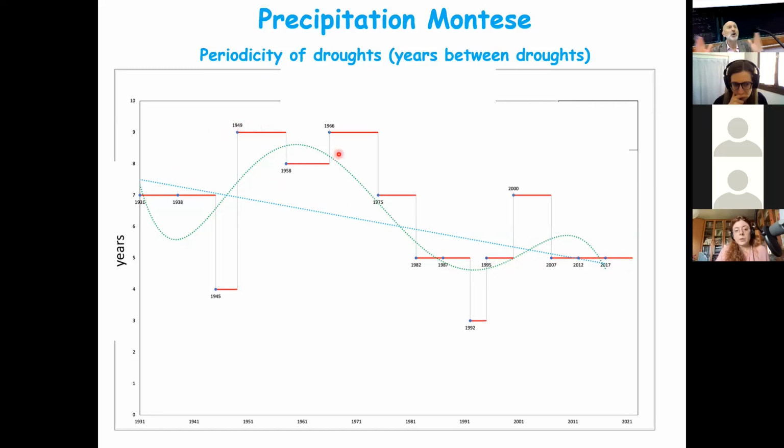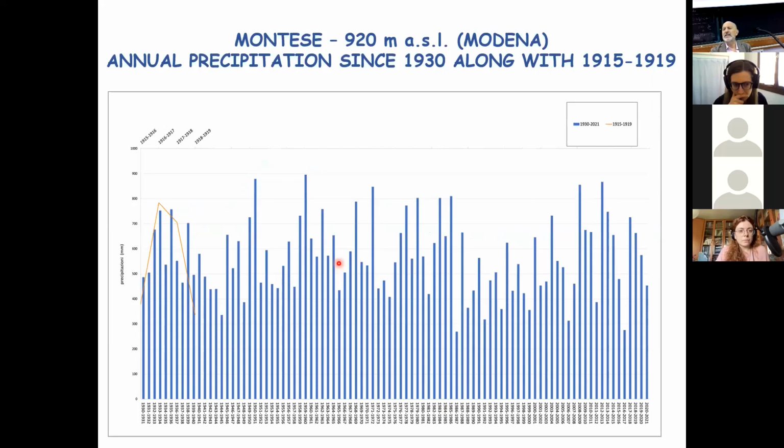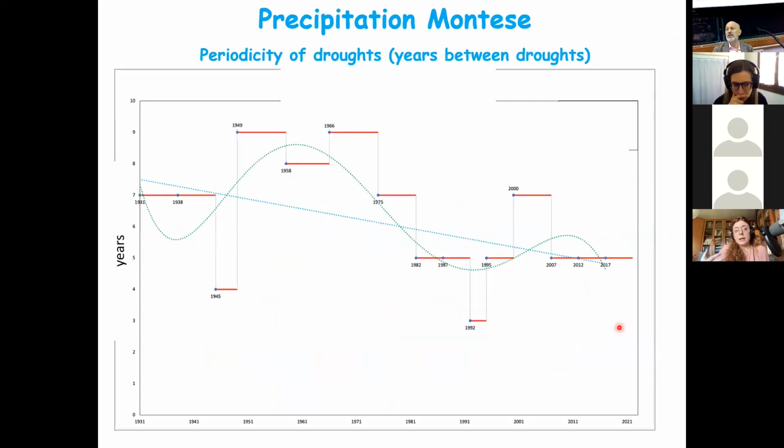Before it was longer. And we can see this behavior simply by observing the distance between these relatively dry periods. You observe that this distance is decreasing. And so the frequency of dry periods is increasing going toward the recent period.